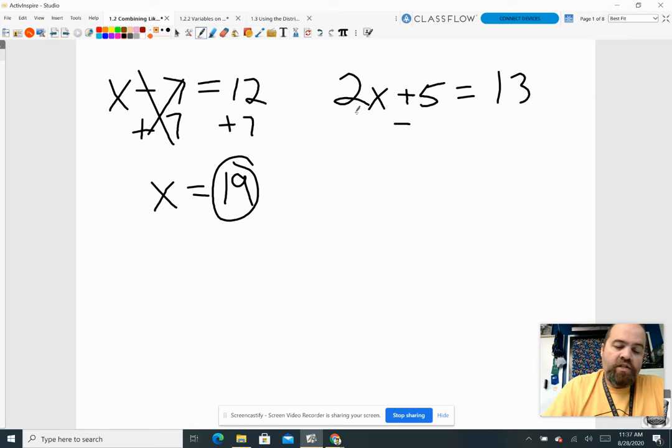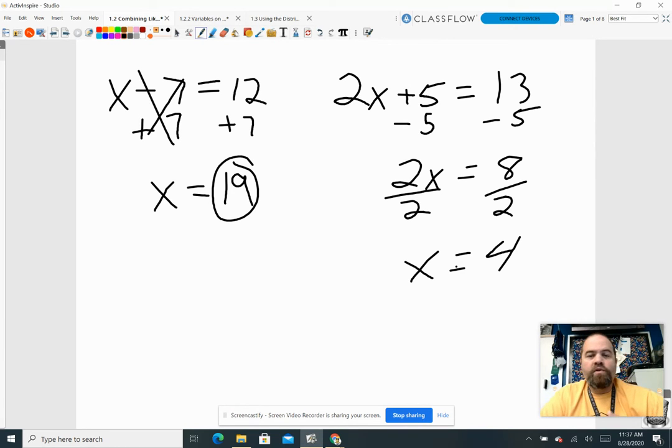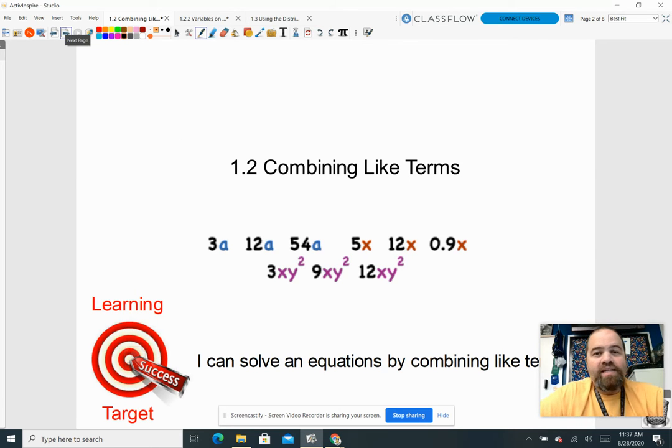The multiplication, the coefficient attached directly to the x, is always the one you take care of last. So I'm going to subtract off my 5 here, be left with 2x equals 8, and then when I divide out my 2, I'm left with my answer of 4. Again, on the Google form, just put your answer in as 4, not x equals 4, or it will flag it as incorrect.